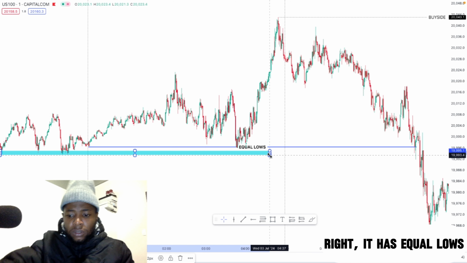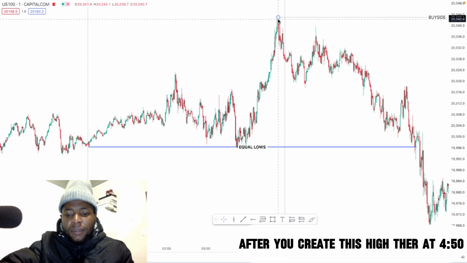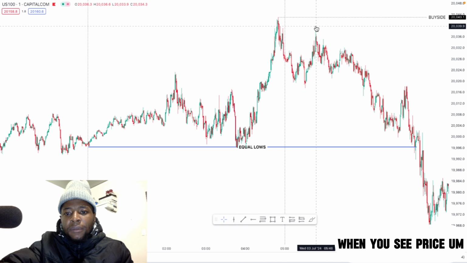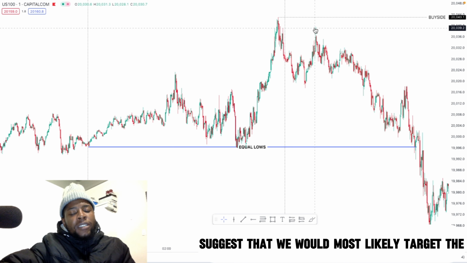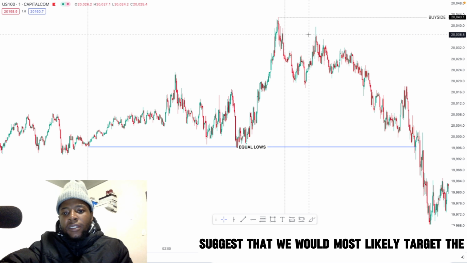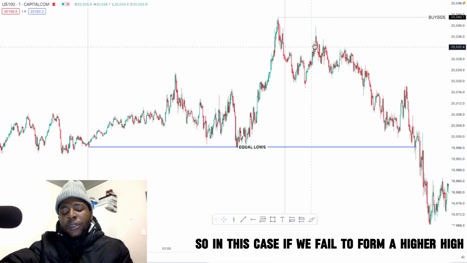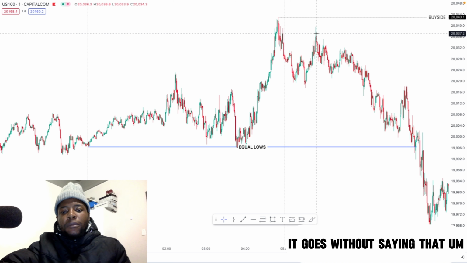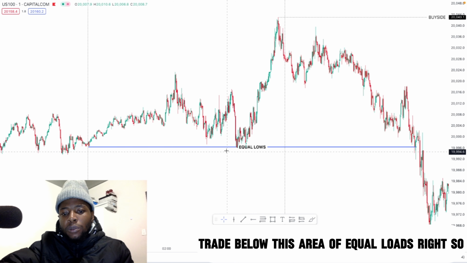It has equal lows. So on this day, after we create this high day at 450, and how do you know that that's going to be a very strong high? When you see price failing to break above this high day, that can many times suggest that we would most likely target the opposite side of liquidity, right? So in this case, if we fail to form a higher high, it goes without saying that the algorithm will most likely trade below this area of equal lows, right?